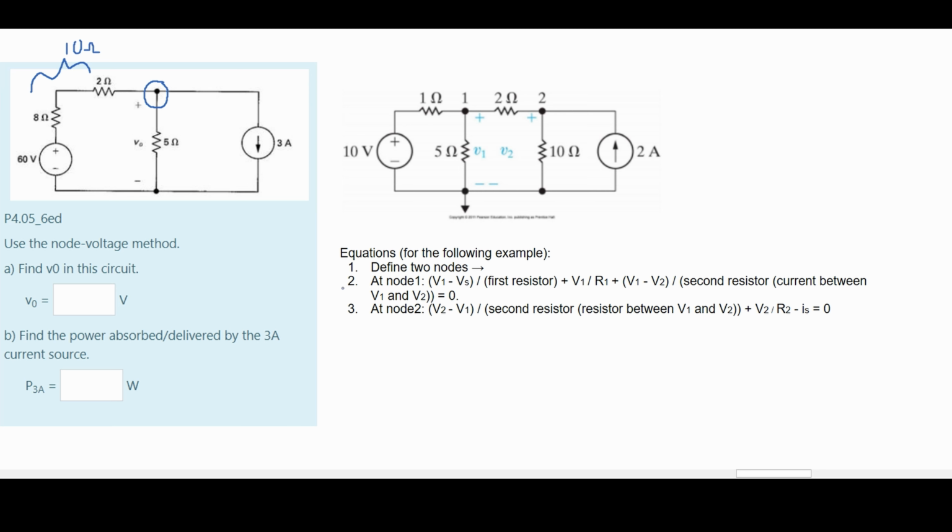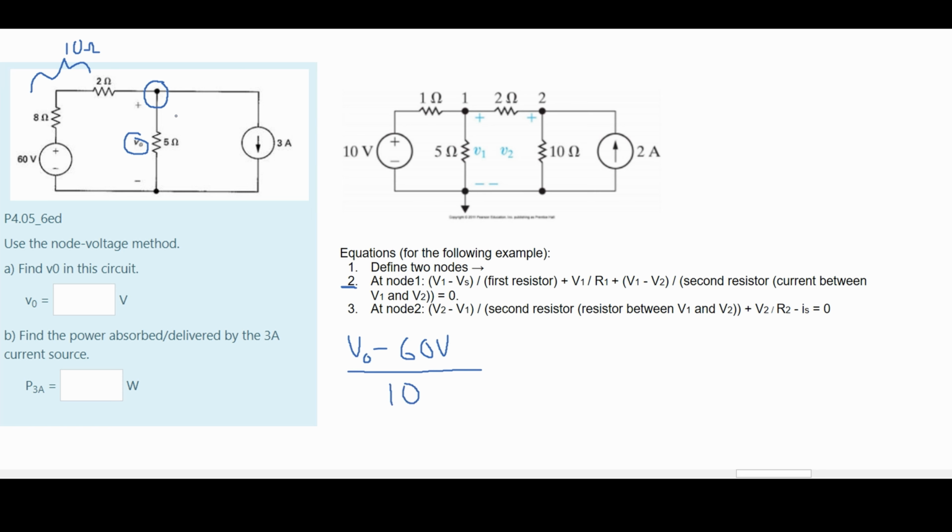We are going to follow this instruction right here. At node 1, which is our only node, we have V1 minus the voltage source. So our V1 is going to be this V0. We have V0 minus our 60 volts because this is our voltage source. And this is going to be over the first resistor. This first resistor is the resistor in between our node and our voltage source, so it's 10.